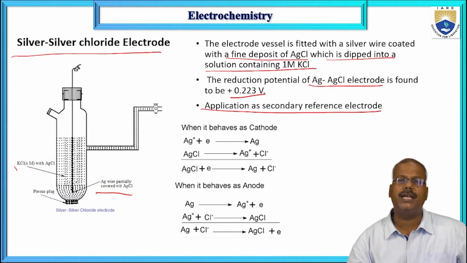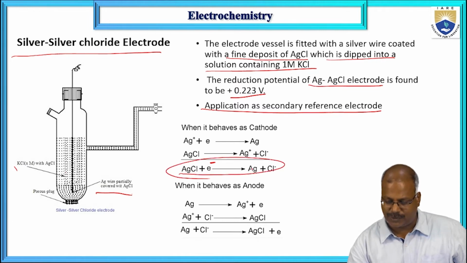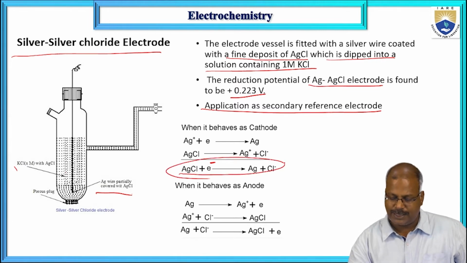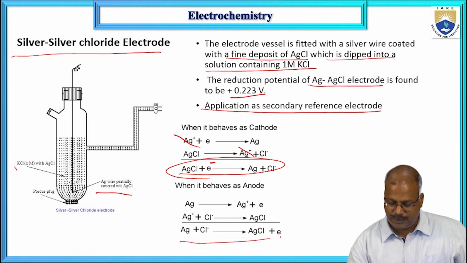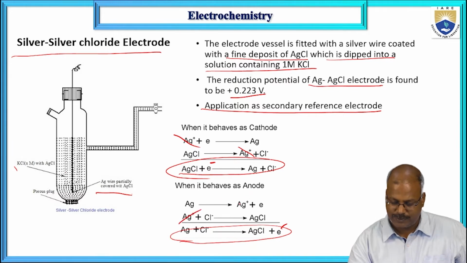Again, the AgCl electrode can also act as a cathode or an anode. When it acts as a cathode, this is the reaction: AgCl plus electron gives Ag plus Cl minus. When it behaves as an anode, this is the reaction: Ag plus Cl minus gives AgCl plus electron. So here also.